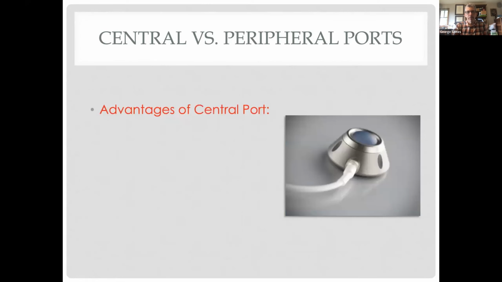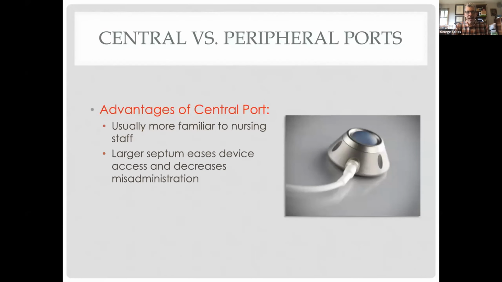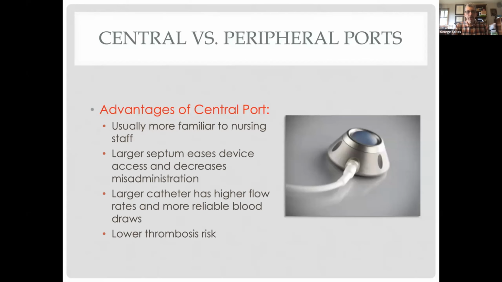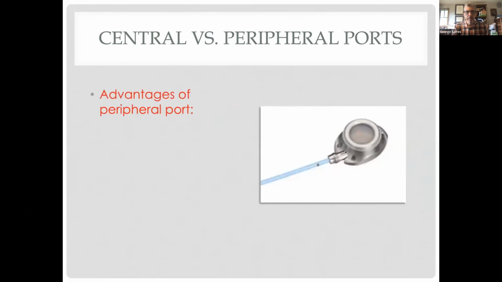Central versus peripheral, very briefly: central ports are more universally used, so people are more used to accessing them. They're bigger, so they're easier to access, which decreases the chance of misadministration of chemo or other things. And they're bigger, so they have a higher flow rate. They also have a lesser risk of thrombosis because, much like the PICC situation, the peripheral ports are going through a lot of vein to get where they're going.